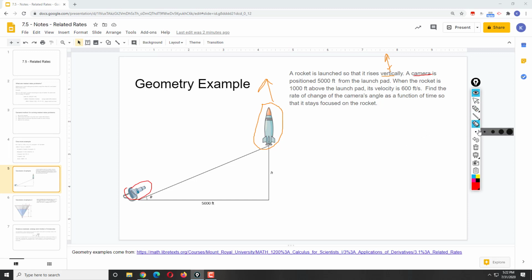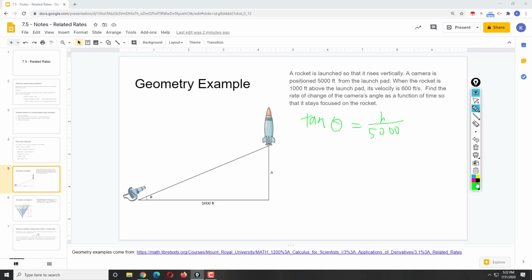We have an angle theta. The opposite is h. The adjacent is 5,000. So we can use tangent. So tangent of theta. So step 1 is to set up the equation. Tangent of theta has to equal h over 5,000. Okay.